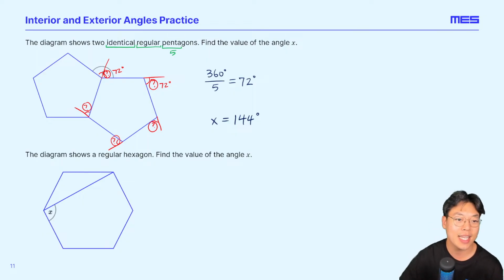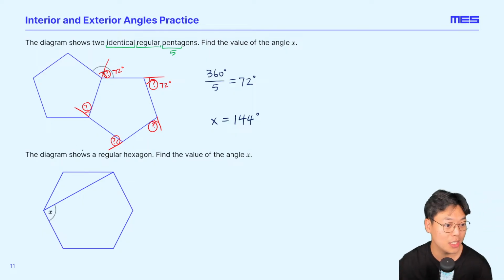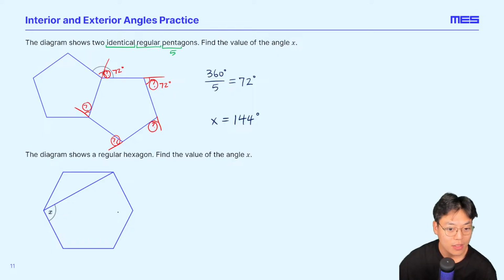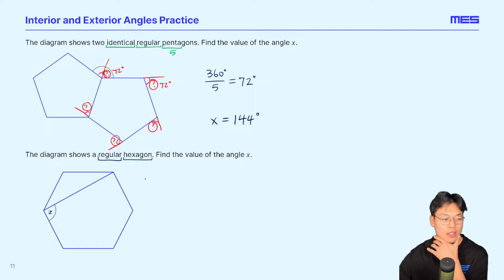All right, let's take a look at another one of these problems. The diagram shows a regular hexagon. Find the value of the angle x. All right, so this is a hexagon, a regular hexagon.